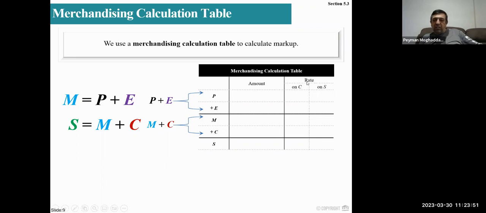So C rate on C is going to be 100%, right? So C on S, you can calculate it. So S on C is going to be more, and S on S is going to be 100%. So you can make this table as well, if you wish, to have that information. But the most important thing you want to remember is that the markup is going to be profit plus expenses, and selling price is going to be markup plus cost. Okay, that's one thing you want to remember.